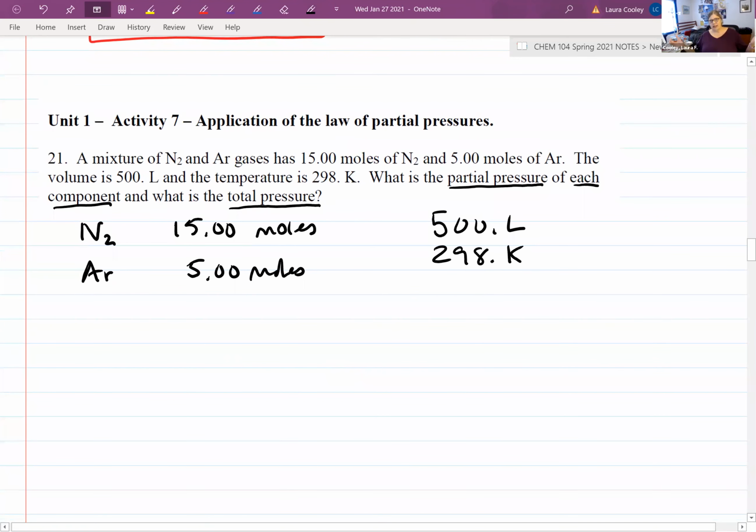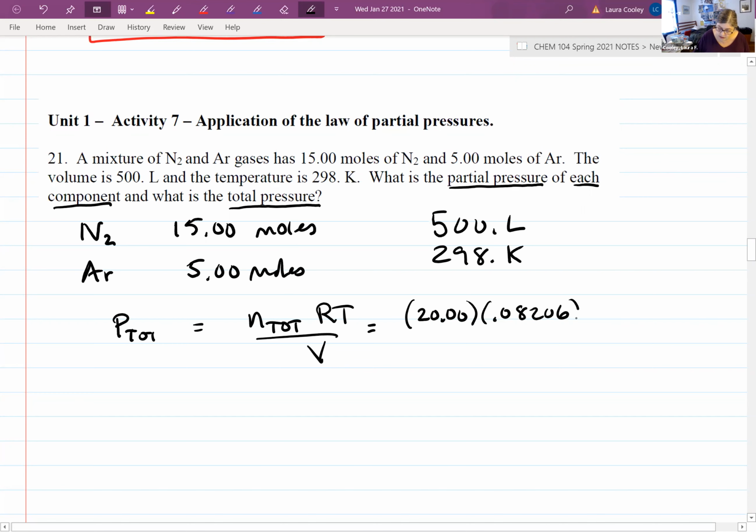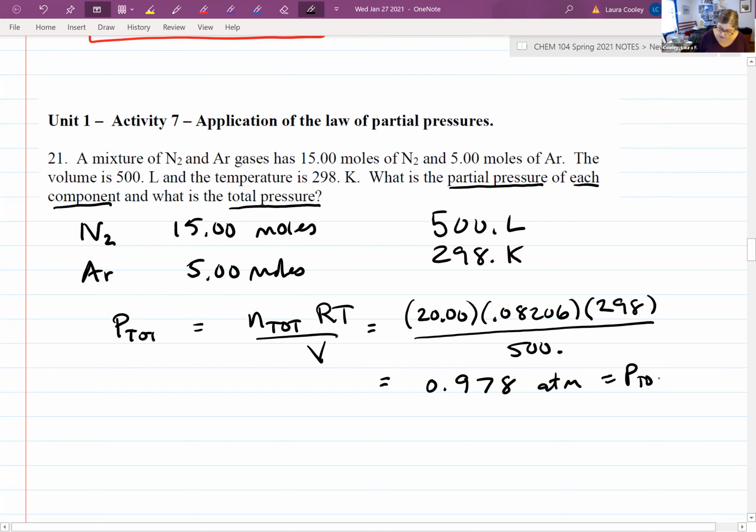Let's just do it one way, and then I'll show you how maybe it's easier to do it another way. If I want to calculate the total pressure, I just use the ideal gas law for total moles. The total moles is 20. I have 0.08206, 298 over 500, and that comes out to 0.978 atmospheres. That's P total.